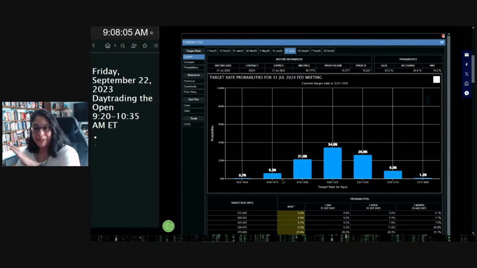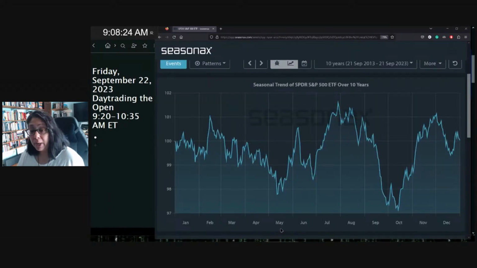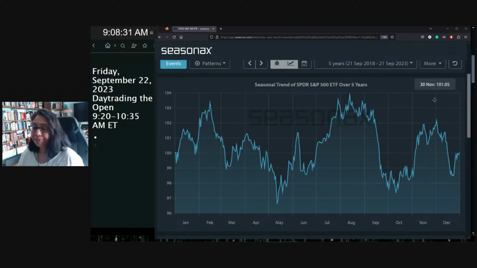But what they did not do is move up the expectation of those rate cuts. They used to be March 20 meeting to May 1 meeting. Now they're way out in July. So that's got to change. Otherwise, it's going to contribute to some of the weakness. But again, let me remind everybody, this is a seasonally weak time of year. Has been for the last 10 years, has been for the last 5 years, right? So this is very typical of September.